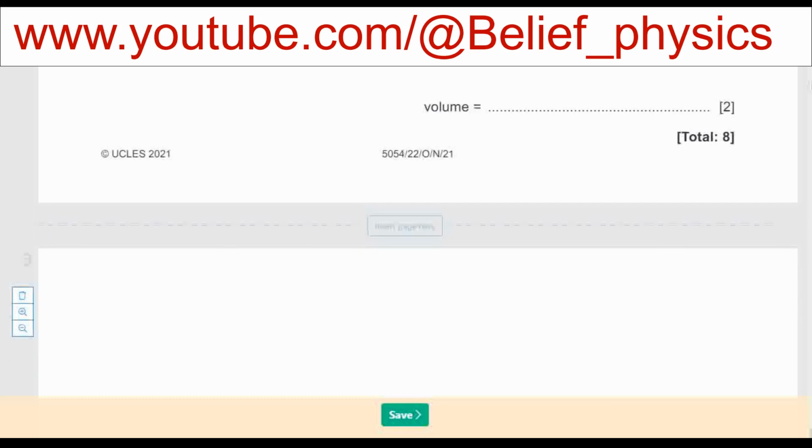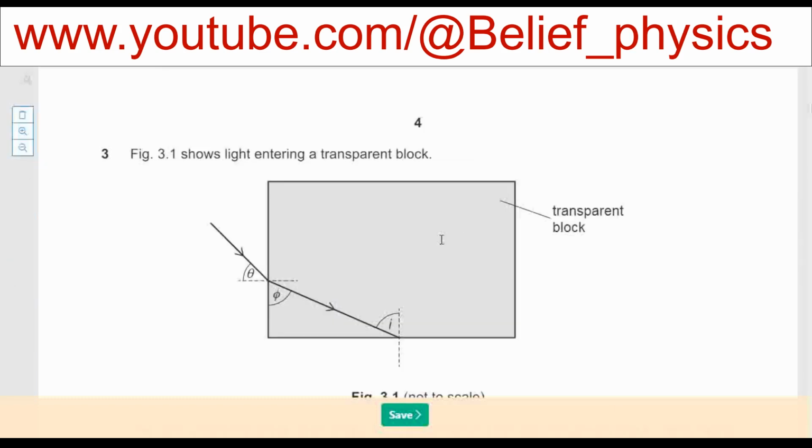We are going to figure 3.1. This figure shows light entering a transparent block. This is a transparent block and the light is entering from some other medium into this medium, so two different mediums. When light enters from one medium to another medium, the refracted ray changes its path in the next medium and it bends away from or towards the normal.